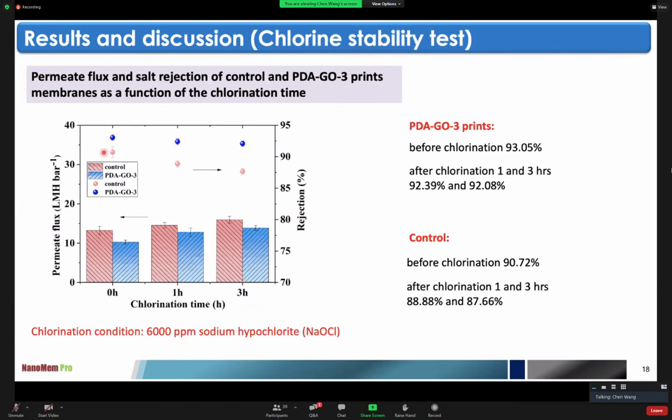From this figure, we can see that compared to the control membrane, our modified membrane showed better chlorine-resistant property, because of the minor sodium sulfate reduction after chlorination time of 1 and 3 hours.